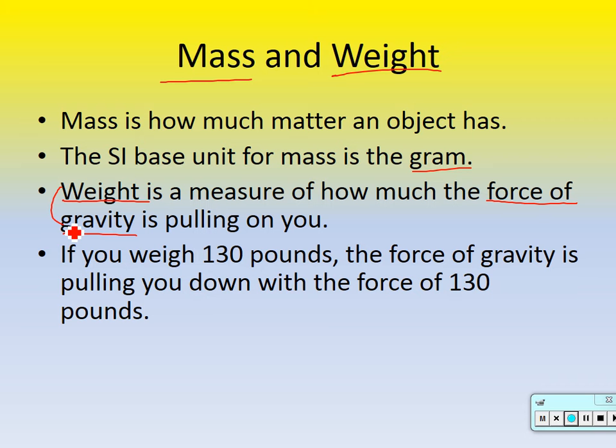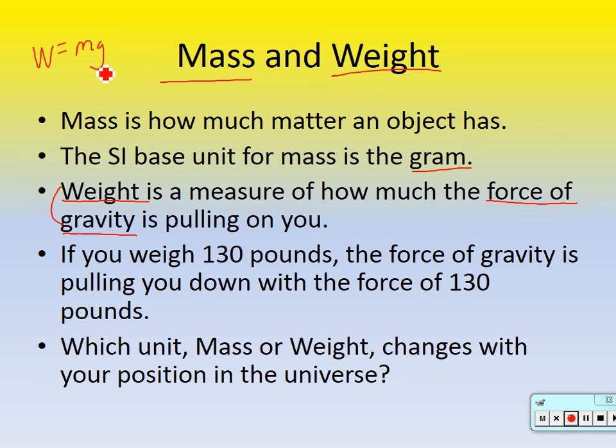Okay, we're going to move on. Hopefully you understand that weight is dependent on gravity. It will change. Now, what if you went to Jupiter? Would it weigh more or less? A lot more. Why? Because weight is equal to mg, and the acceleration due to gravity of Jupiter is huge. In fact, you wouldn't even be able to stand up, would you? It'd be crushing. All right, so weight depends on gravity, which will change depending on where you're at in the universe. So let's answer this question. Which unit, mass or weight, changes with your position in the universe?